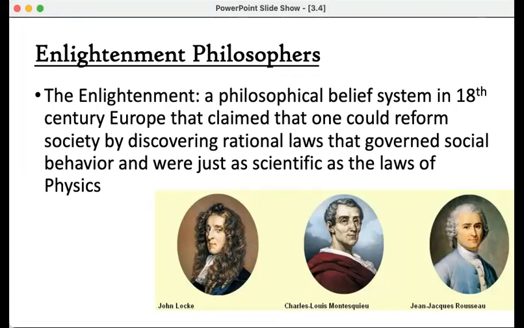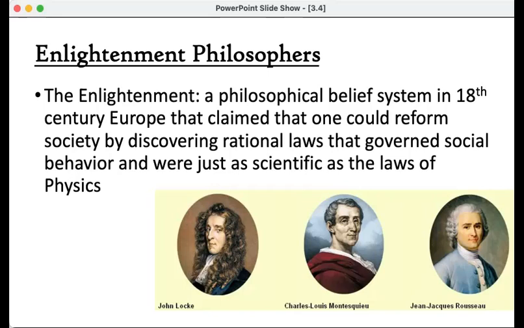So it's a philosophical belief system in the 18th century, so 1700s, that claimed that one could reform society by discovering rational laws that governed social behavior that were just as scientific as the laws of physics. So prior to this, you had something that was known as the scientific revolution. Historians refer to this when thinking about Copernicus, thinking about Isaac Newton's law of gravity, thinking about just the understanding of the world, that there are constants.